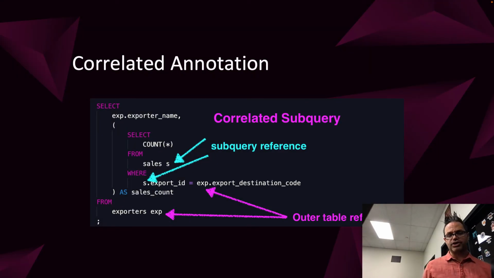We can see an annotation right here of a correlated subquery. I'm going to select the exp.exporter_name and then my subquery. I select COUNT(*) from sales s, where s.export_id is the same as x.export_destination_code. So if the export ID and the export destination codes have my outer table and my inner table both matching, and I reference that as sales count, and I'm selecting that from the exporters exp. And so you can see I'm using the outer and the inner reference on there, so I have that idea of a correlated subquery. So that happens for every row inside that query, I'm generating the value each time. A little bit different than what we've been working with.